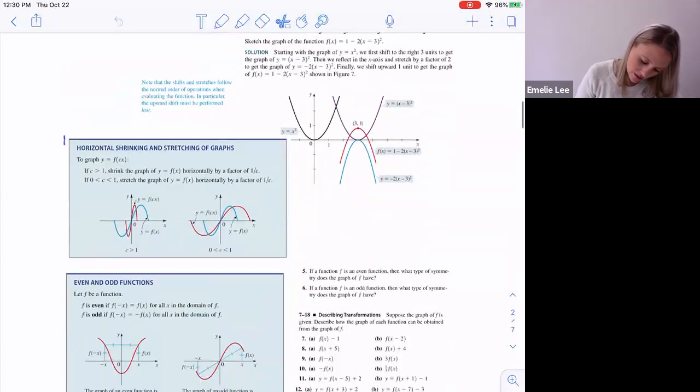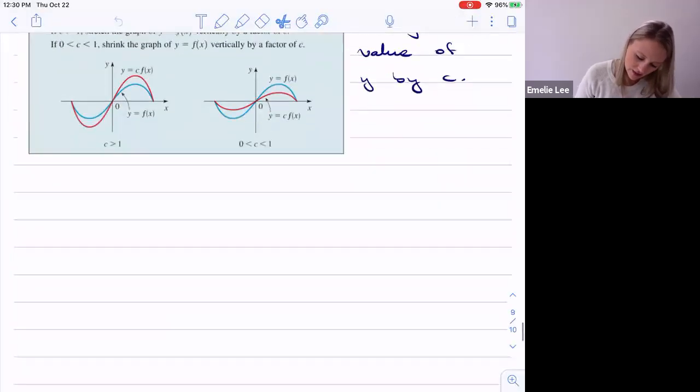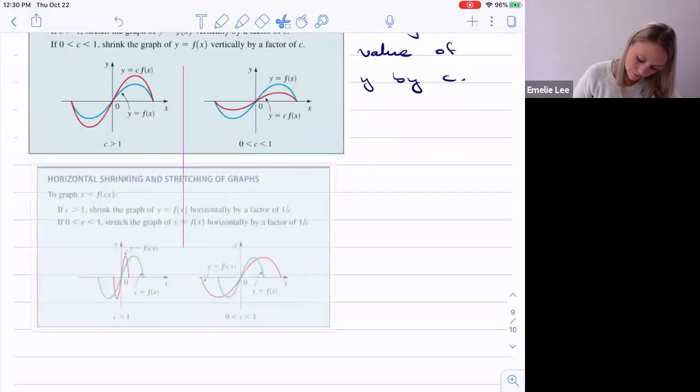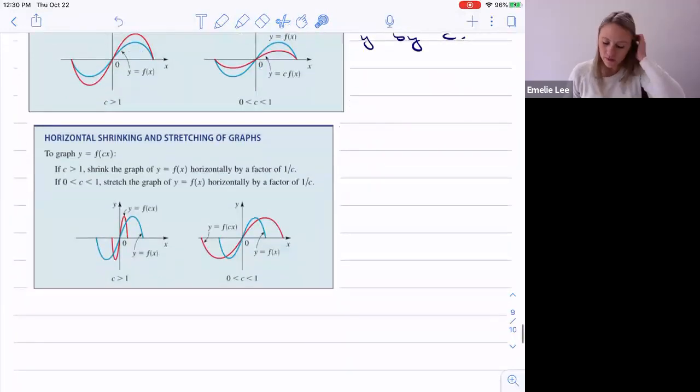For the next one, we're going to talk about the horizontal shrinking and stretching. So now notice that the c is multiplying the x, right? So it's not multiplying the f of x, it's just multiplying the x. And again, it does the opposite of what you think it's going to do. So if c is greater than 1, right, so a whole number or even a fraction greater than 1, then you shrink the graph horizontally by a factor of 1 over c. That's kind of weird, right? But it's just how it is. So we just need to remember that.